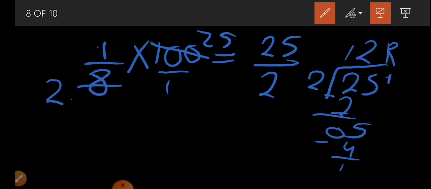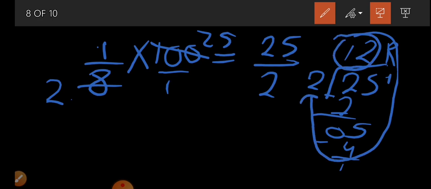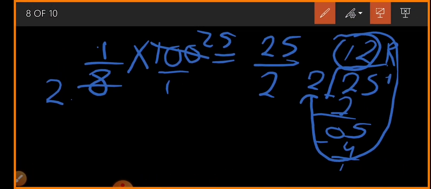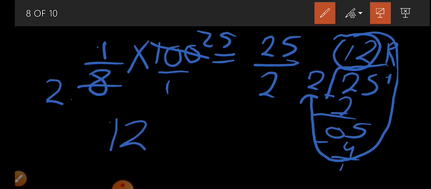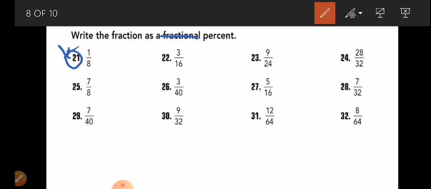How can I write it? Do you remember how to read it from the right? 12, remainder means and 1 over 2. So 12 and 1 over 2. Let's go back to our question. 12 and 1 over 2. This is the percent. This is the answer of multiplying this fraction by 100. Don't forget to put your percent symbol.